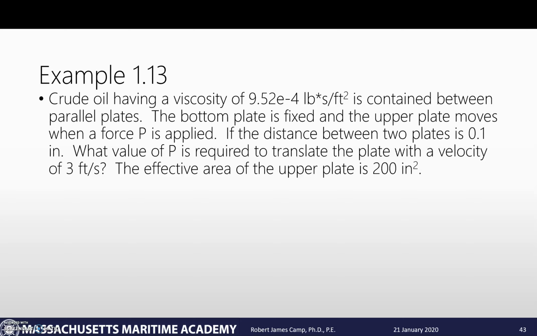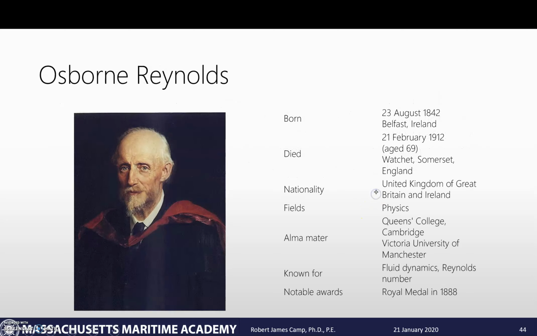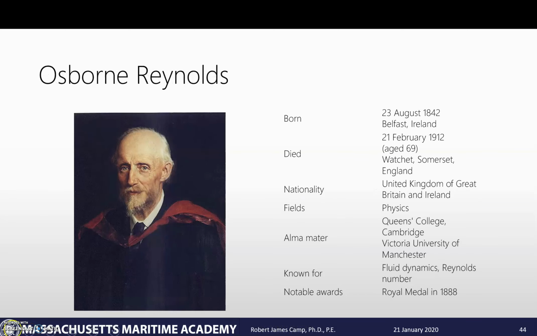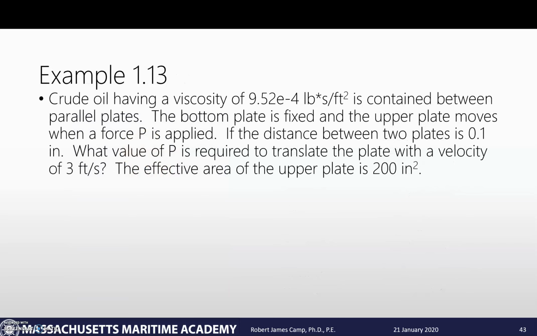So one of the first things that we need to do is write down the given information, and this gets really important with problems where we don't have the symbology in it. So that's why it's important to know what these different things are. So we have viscosity. Viscosity is mu, 9.52 times 10 to the negative 4th pounds second per foot squared.